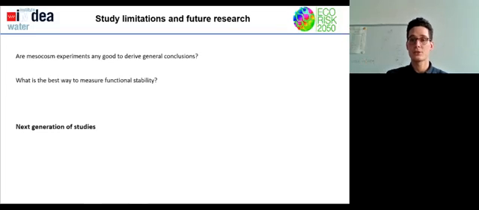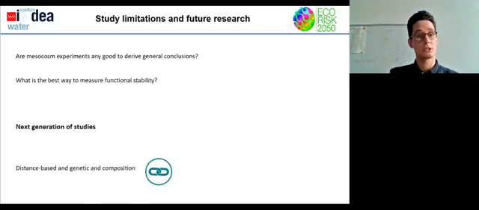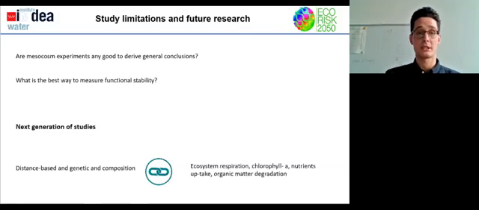Thus, our recommendation for future investigation is, first of all, not to use only distance-based metrics, but also to incorporate genetic diversity when studying compositional stability, and to link those measurements of compositional stability with multiple ecosystem processes, such as ecosystem respiration, chlorophyll A, nutrients uptake, and organic matter degradation.